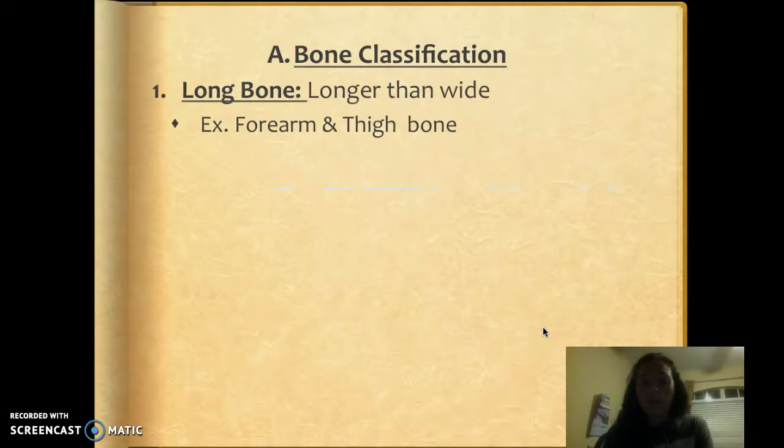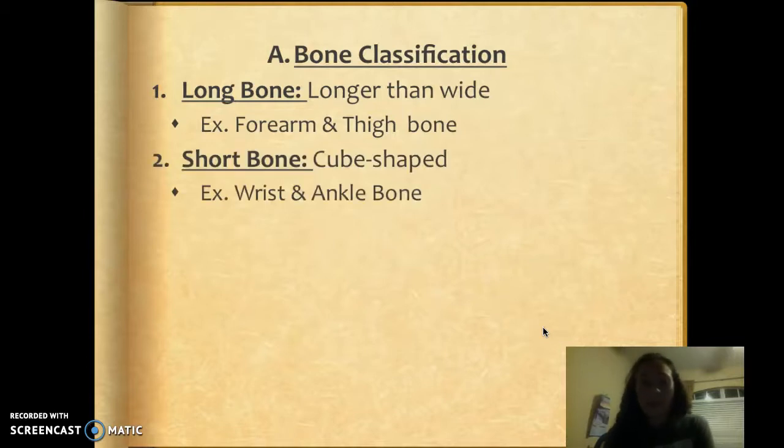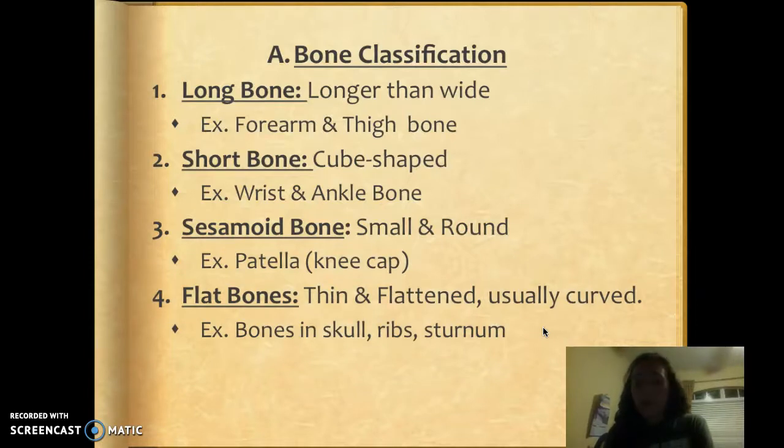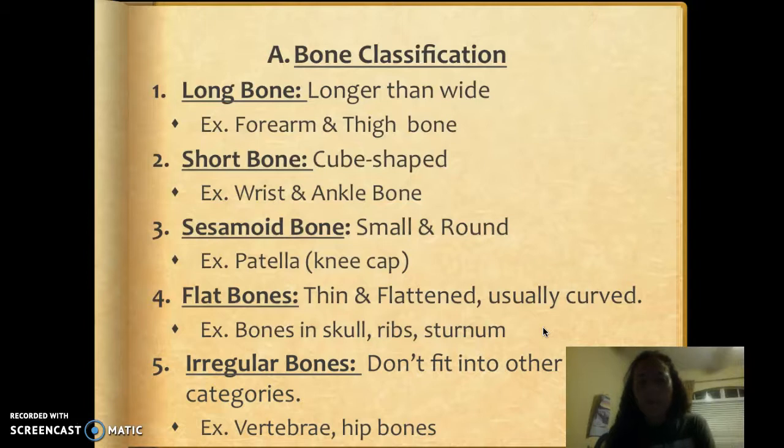So again, a long bone is longer than wide. That would be like your humerus, radius, ulna, or your femur, tibia, fibula. Short bones would be like carpals, which are your wrist bones, and tarsals, which are your ankle bones. The sesamoid bones are like your patella, which is your kneecap. Flat bones, your sternum and your rib cage, are good examples of that. Your scapula too. And irregular bones don't really fit anywhere else. Part of your hip bones and your vertebrae have their own odd shape to them.